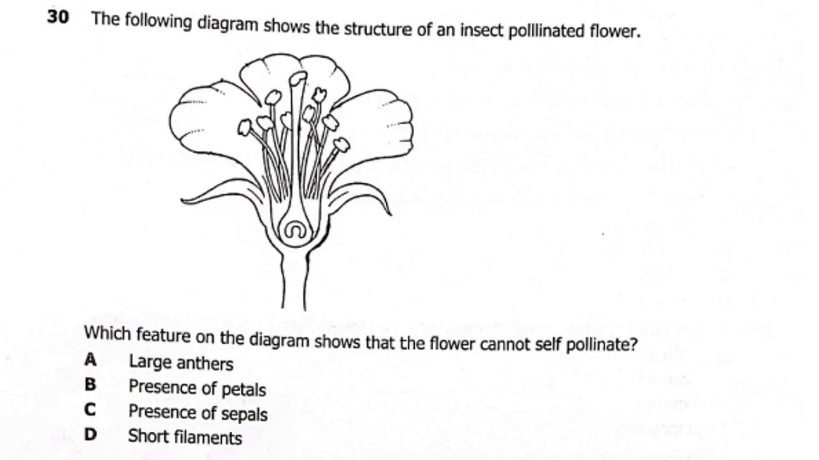Question 30. The following diagram shows the structure of an insect-pollinated flower. Which structure on the diagram shows that the flower cannot be self-pollinated? A. Large anthers, B. Presence of petals, C. Presence of sepals, D. Short filaments. The correct answer here is D. The flower has short filaments, meaning that the pollen can't reach the stigma.